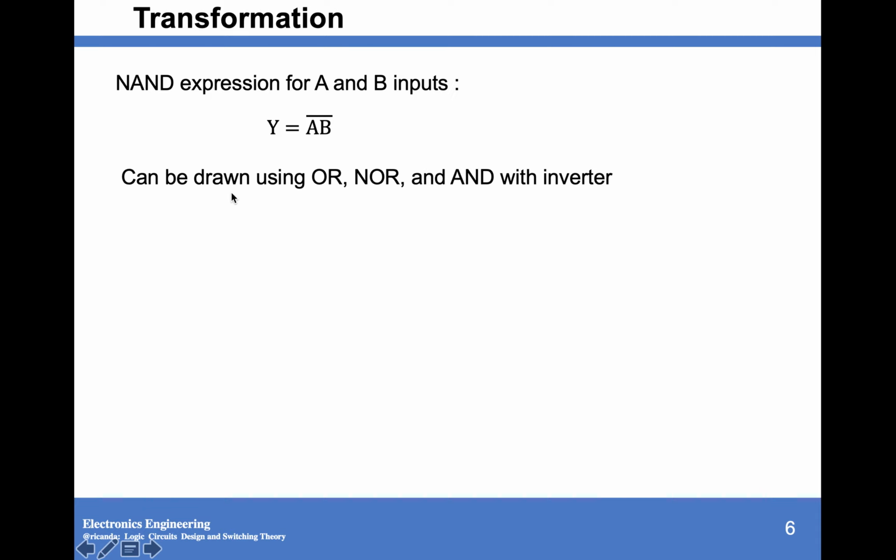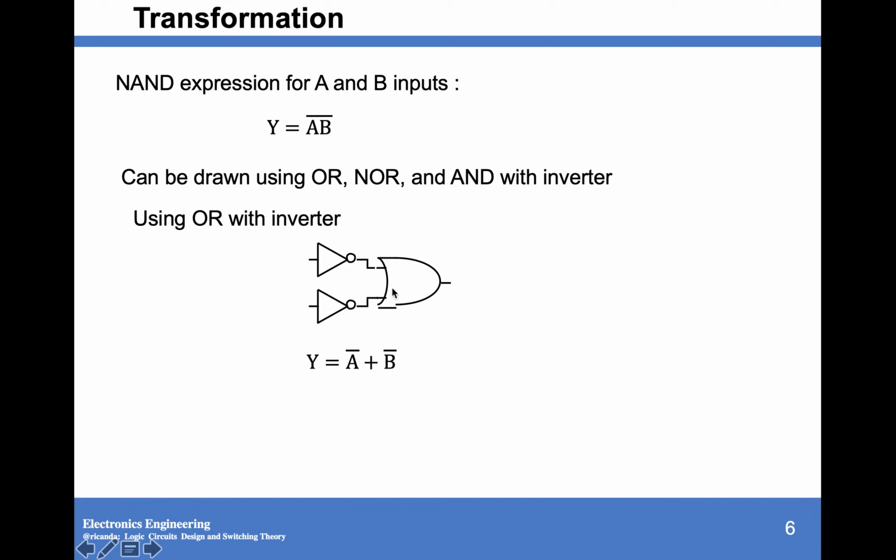We can draw the circuit using an OR, a NOR, and a NAND. So for an OR with inverter, this is our circuit. We have to get the expression of this circuit to prove that it is equivalent to a NAND expression of A NAND B. So we have an expression from this circuit as A bar or B bar. If we apply the Boolean algebra under De Morgan's theorem by joining these two bars, it will become a NAND.